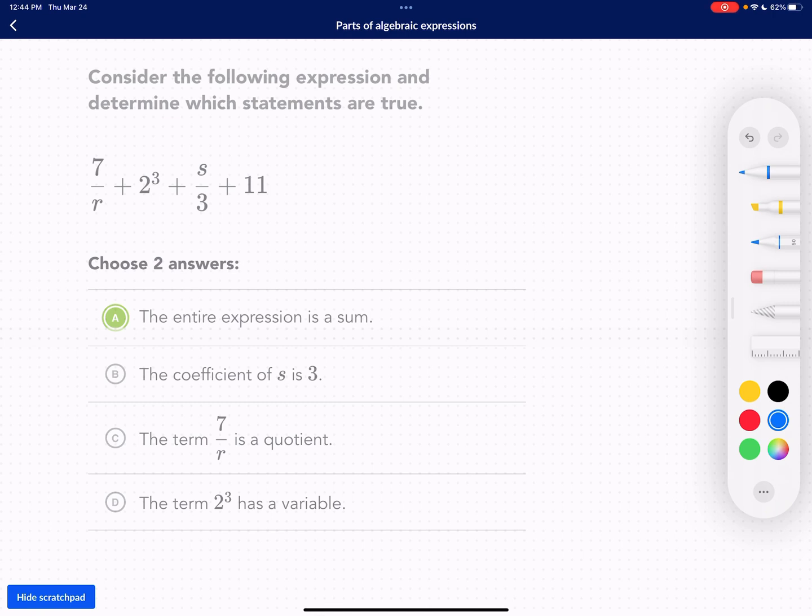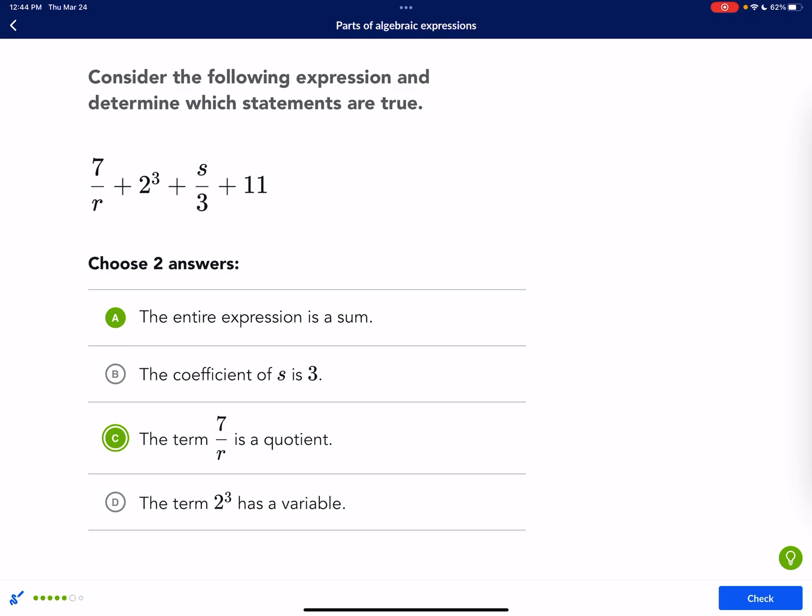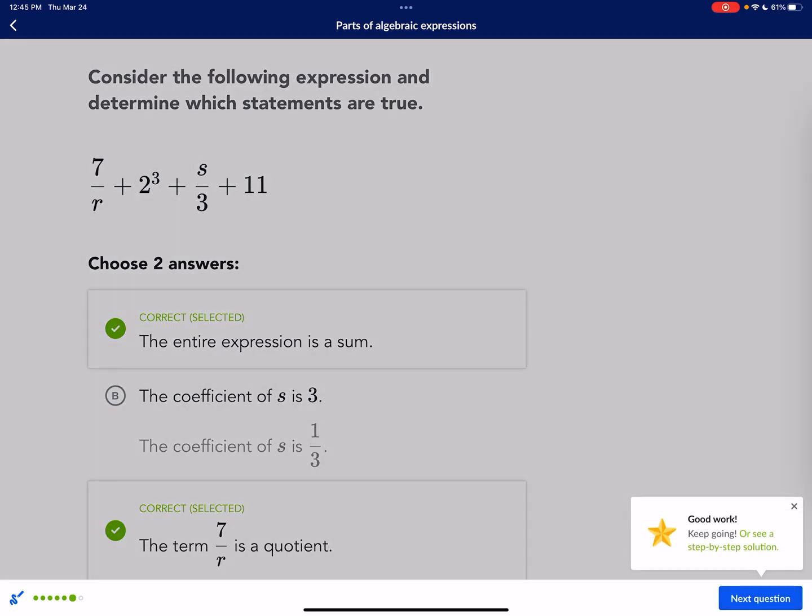The term 7 over R is a quotient. I'll agree with this, because a quotient just means division, which you can write with a division symbol or a fraction bar. So this is also true. And the term 2 to the 3rd power has a variable. It doesn't look like it does to me. Nothing varies there. It is always 2 to the 3rd power. Both of those are numbers, no letters, no abstract ideas. So it's literally just the number 8 at the end of the day. So we don't have to guess or solve for anything or anything like that. So it looks like those are the only 2.